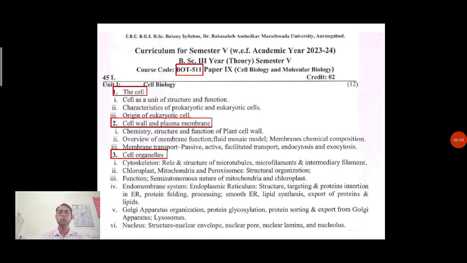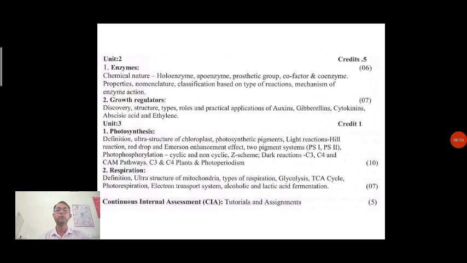Now inside this particular cell there is a presence of different types of organelles. These organelles are to be discussed in the third part of unit number 1. So unit number 1 is totally related to the cell and the organelles of the cell. Now unit number 2 includes enzymes and growth regulators.